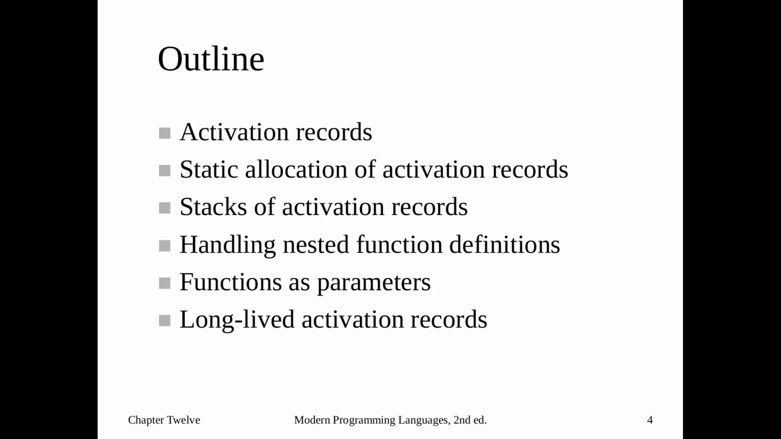So today we're going to be talking about 6 main things. The first concept is activation records, and this is a way of understanding how memory is set up for each one of these different functions and how the variables are going to be stored. Then we talk about static allocation versus stacks of activation records. Then we look at what we do when it comes to nested function definitions like we see in ML and other similar languages. Then we move to when we need to pass functions as parameters to other functions, and what that means for the activation records themselves. And then we finally get into long-lived activation records.